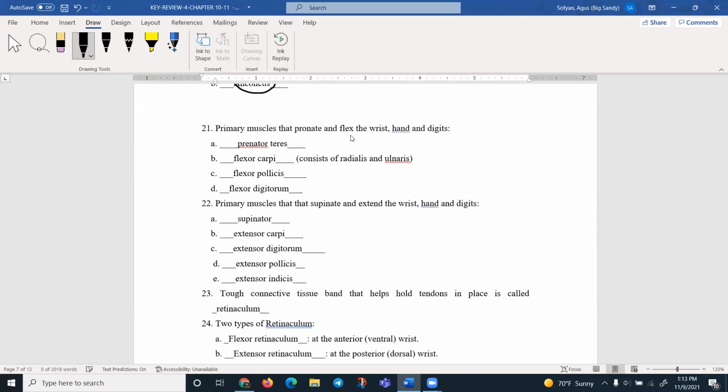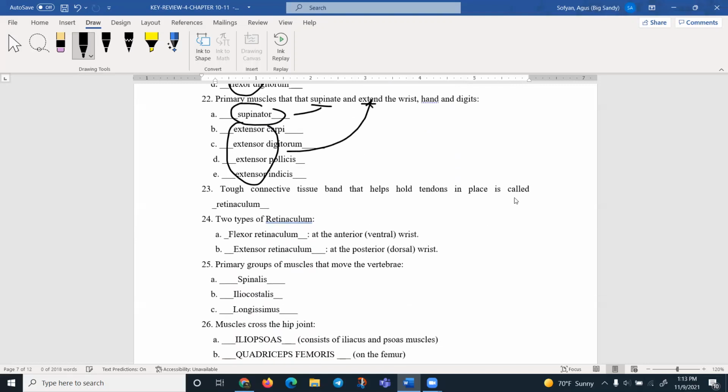Muscles that pronate and flex the wrist. Okay. So the one that pronates is called the pronator. The one that flexes is called the flexor. Muscles that supinate and extend the wrist. The one that supinates is called the supinator. The one used for extension is called the extensor.